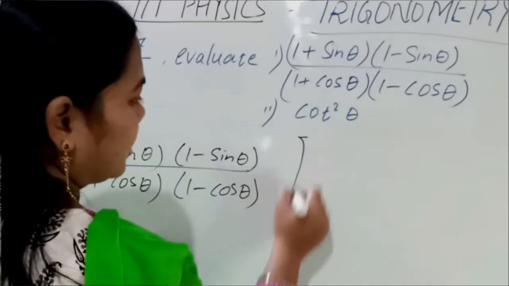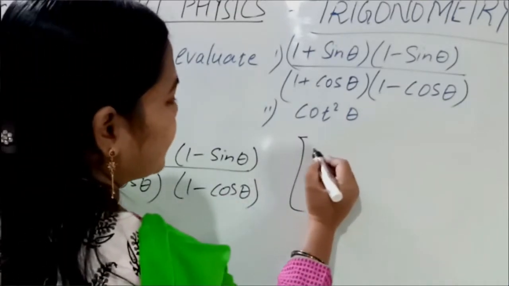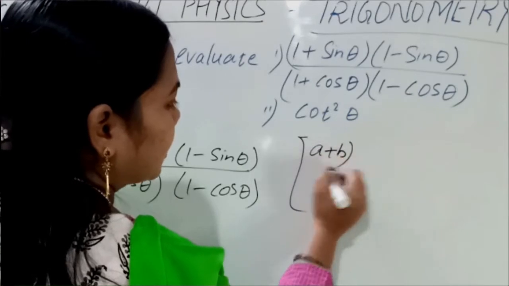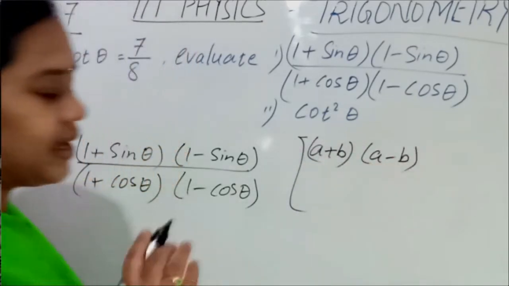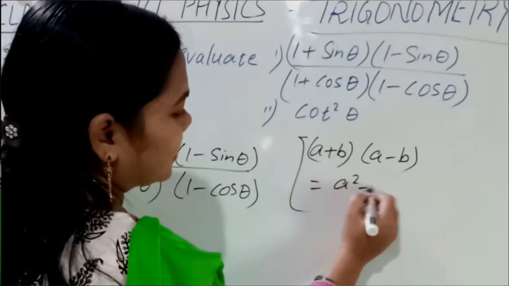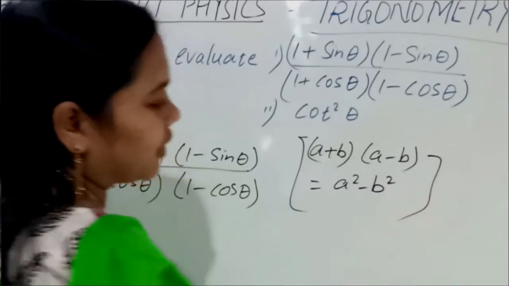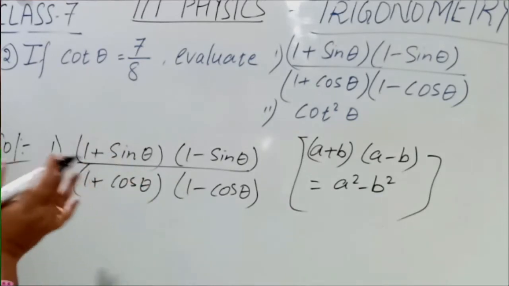See, first question: 1 plus sin theta into 1 minus sin theta. The formula is a plus b into a minus b, equal to a squared minus b squared. Clear? There is one formula, this is an identity in algebraic expressions. So a plus b into a minus b, I will tell you children, is equal to a squared minus b squared. This one we will use here.